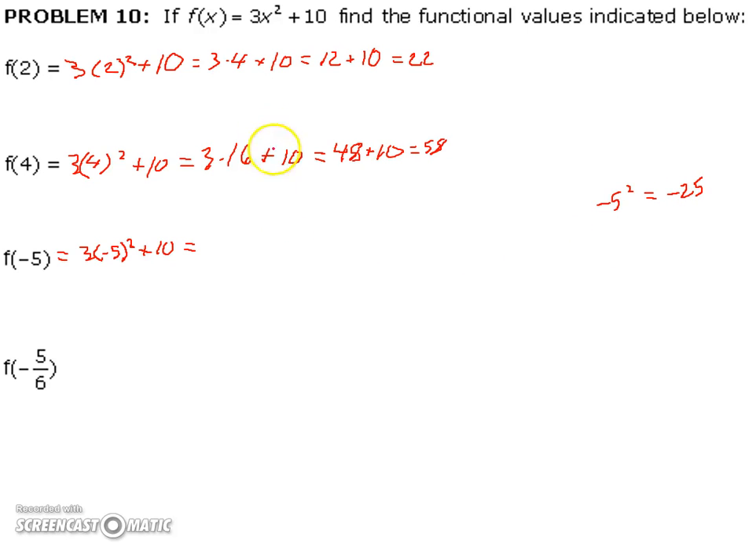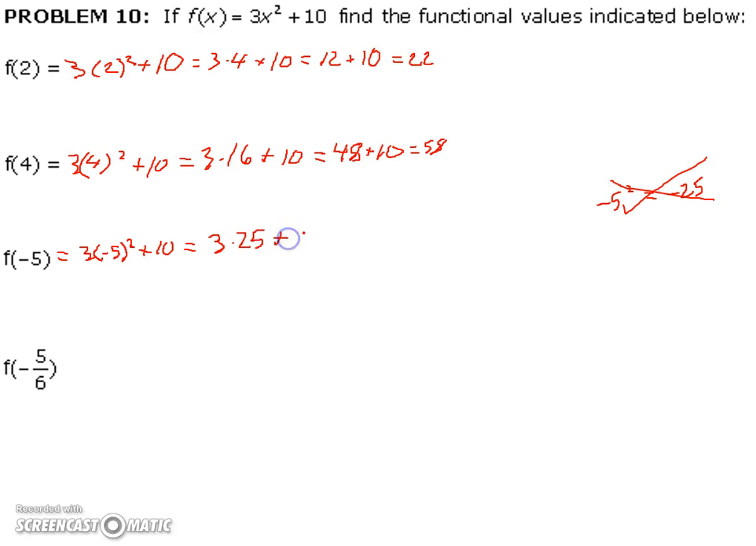However, we know that the input is what's being squared, so it's supposed to be negative 5 that's being squared, not just the 5. So this is wrong. We don't want that. We want to do negative 5 times negative 5, which is positive 25, whenever it works out the exponent.